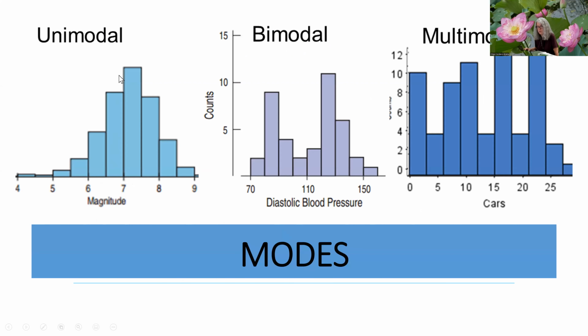Okay, so this is unimodal. If I describe it, it's unimodal. The mode is around here. It's a little skewed left. Here, I have a bimodal distribution, right? One mode here, one mode here. And this is multimodal. So many modes.